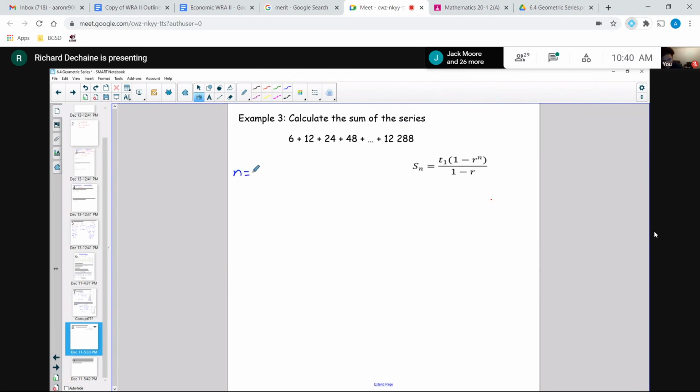Things I do know or don't know, I might start putting on the side. I don't know an n, could be a problem. In some regard, I know my Tn. I know my value of my last term. Do I know an R? Take a T2 and divide it by a T1. I have an R. I have a T1.